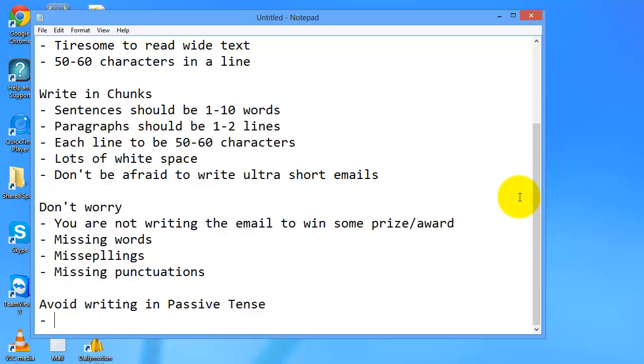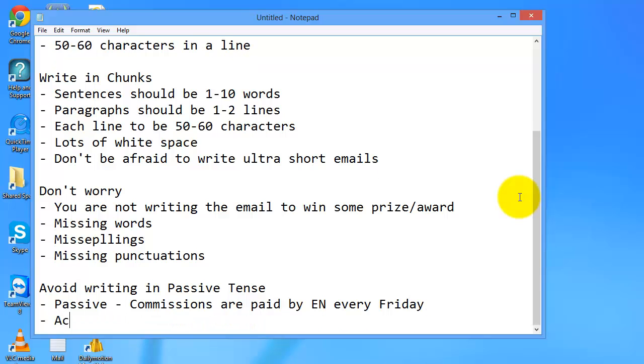For example, what can be a good example? Like commissions are paid by Empower Network every Friday, right? I'll just put it down. Example of passive: commissions are paid by Empower Network every Friday. So this is a passive sentence. And what would be the active? Active would be you get paid every Friday, right?